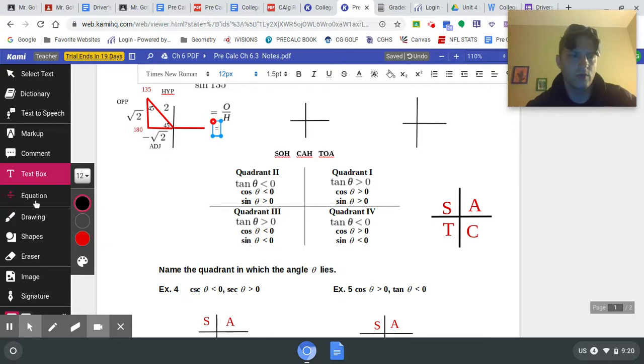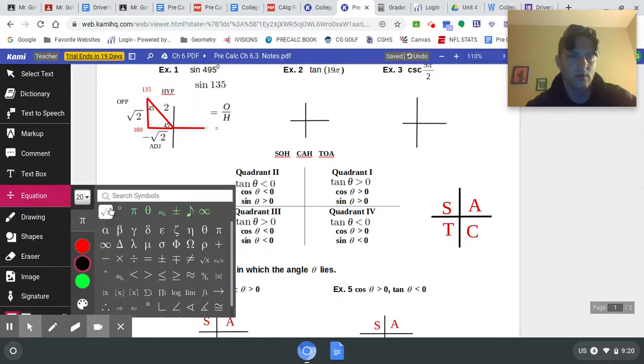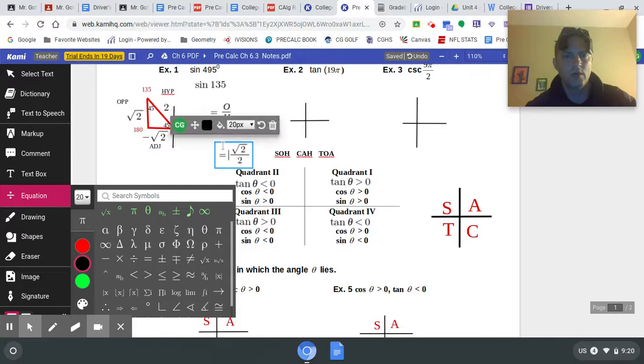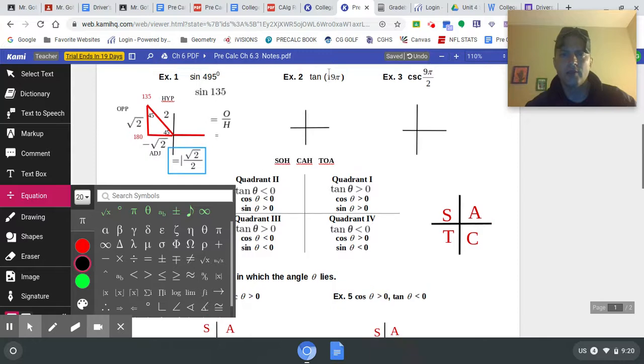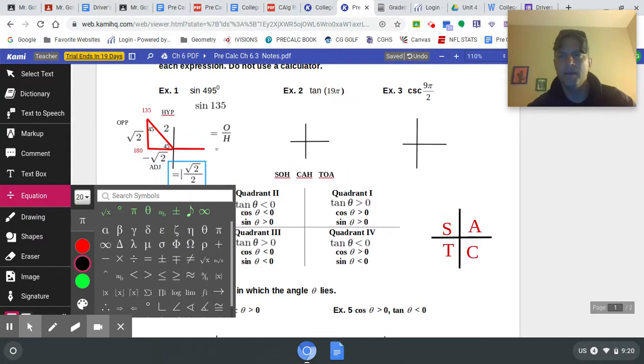the square root of 2, and then that is divided by the hypotenuse, which is 2. Okay, so final answer, we should get root 2 over 2 for the sine of 495 or the sine of 135. Okay. All right, next we have 19 pi. And for me, I have no idea what 19 pi is.